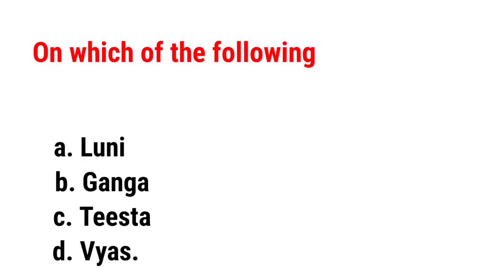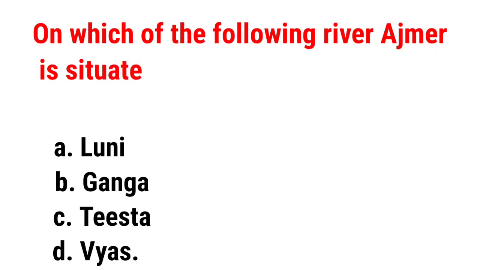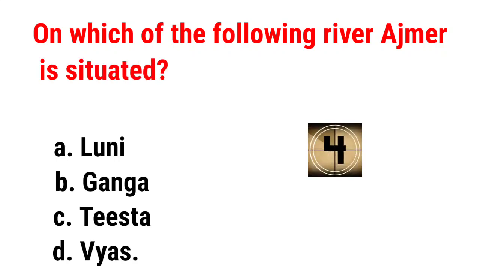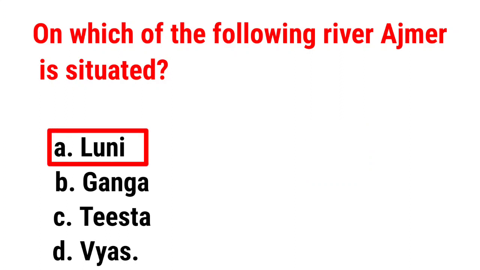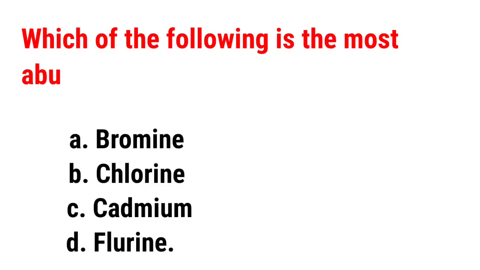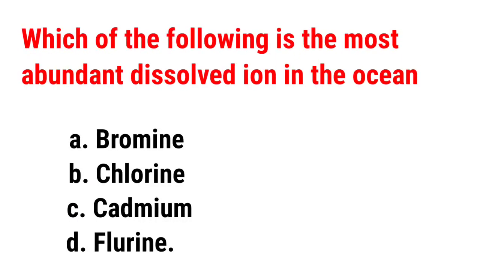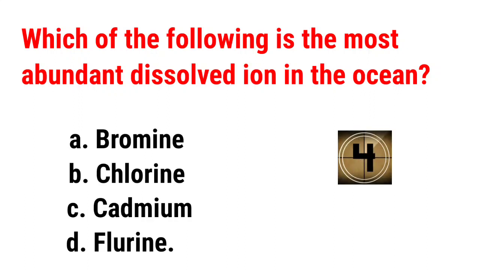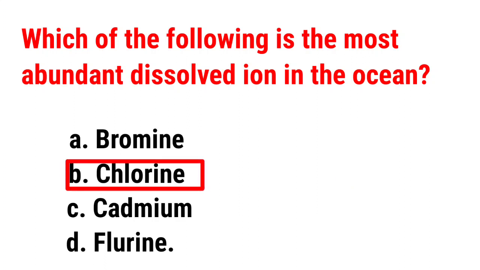On which of the following rivers is Ajmer situated? Correct answer is Luni. Which of the following is the most abundant dissolved ion in the ocean? Correct answer is chlorine.